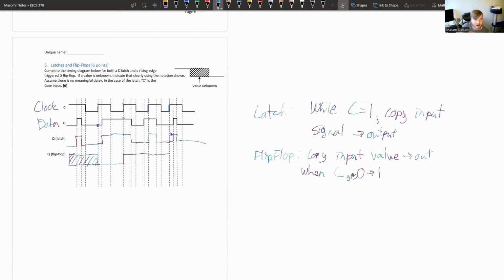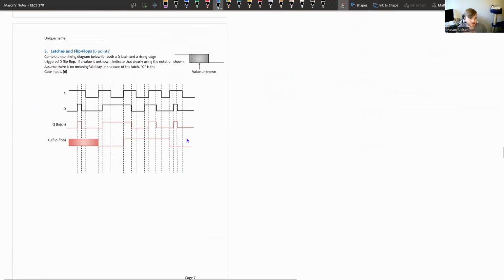Then we have another edge where the data input is a 0. So we'll flip it down to a 0, and it'll stay like that. So this is our final answer. You can see it more clearly with the solution here. Yeah, so the latch, we can see really clearly, only differs from the actual data in this range here. But the flip-flop is just really completely separate from the data, except at those clock edges. That's where they match up.